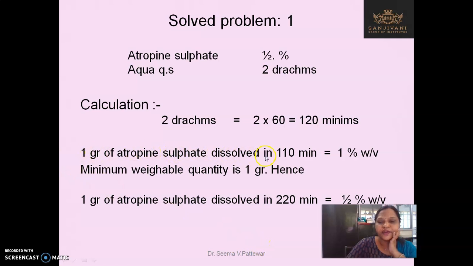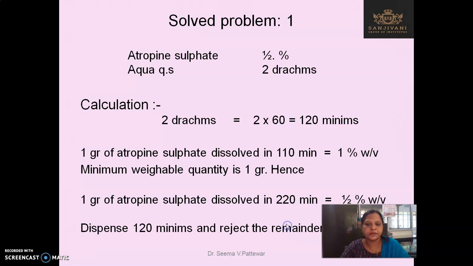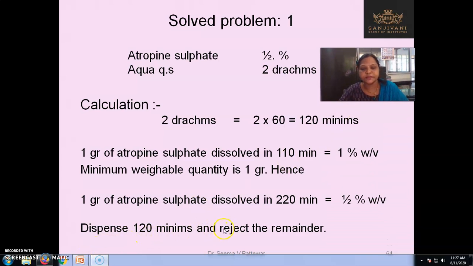1 grain of atropine sulfate dissolved in 110 minims gives 1%. This is our formula. So in this case we required half percentage. So what will be required? According to that we can calculate. Again these sums are given in your notes also. You can refer to that also. So dispense 120 minims and reject the remainder because you require only this much.